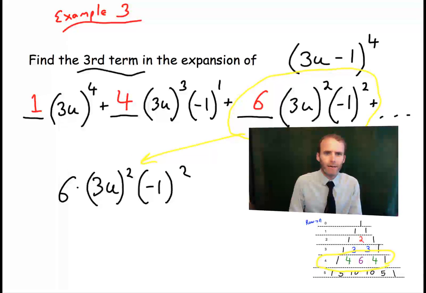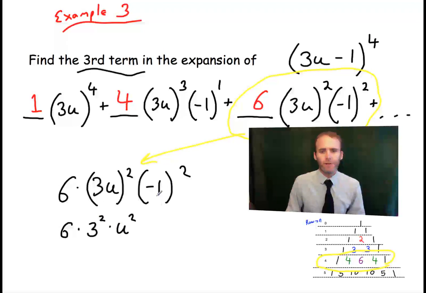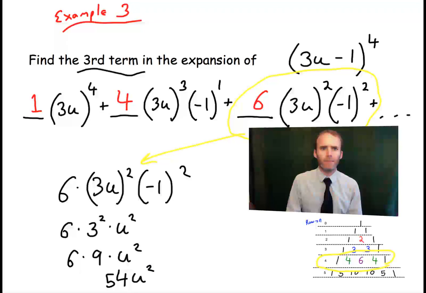Okay, so since I have 3u squared, that means that each thing in here gets squared. So when I rewrite this, I can write it as 6 times 3 squared times u squared times -1 squared, and that's just 1, so we can just write that off. -1 times -1 is 1. So that now we have 6 times 9 times u squared, and I combine those. 6 times 9 is 54 u squared, and that is my final answer.